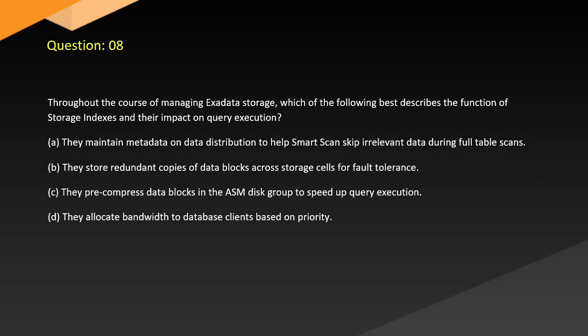Question 8. Throughout the course of managing Exadata storage, which of the following best describes the function of storage indexes and their impact on query execution? A. They maintain metadata on data distribution to help Smart Scan skip irrelevant data during full table scans. B. They store redundant copies of data blocks across storage cells for fault tolerance. C. They pre-compress data blocks in the ASM disk group to speed up query execution. D. They allocate bandwidth to database clients based on priority.